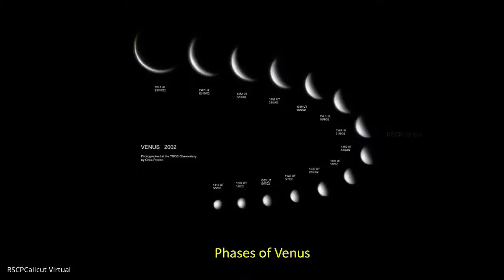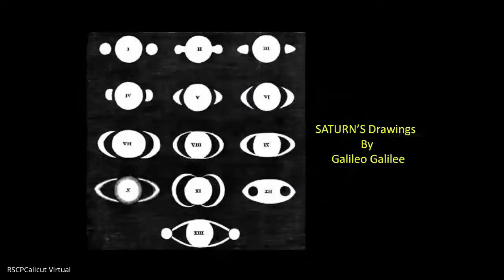So as I said, he observed the phases of the planet Venus, and Saturn, as it is seen, and he has drawn. These are the drawings of Galileo Galilei. He could not understand the ring pattern. It took a lot of time to understand.